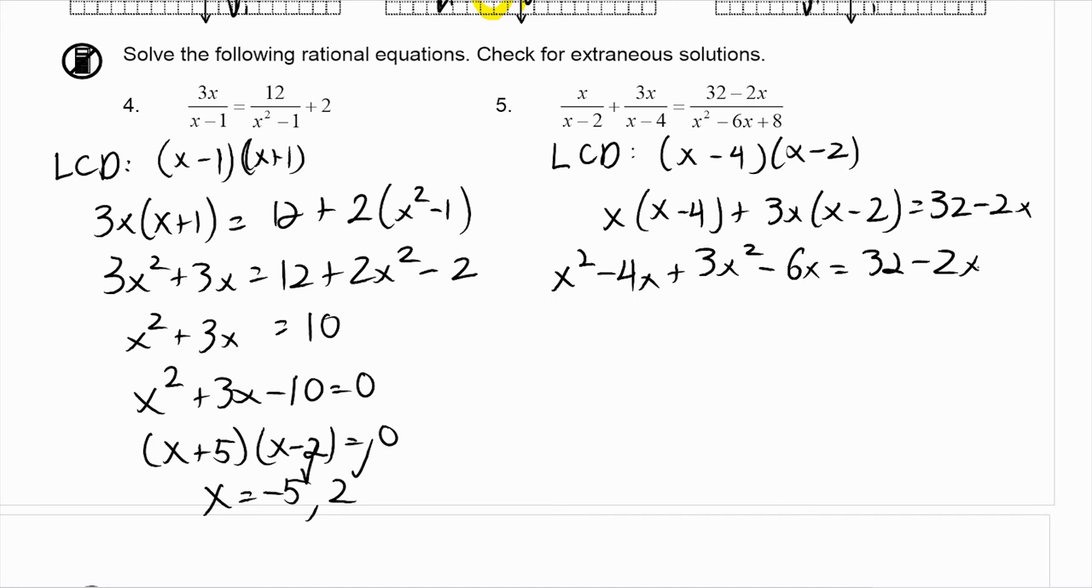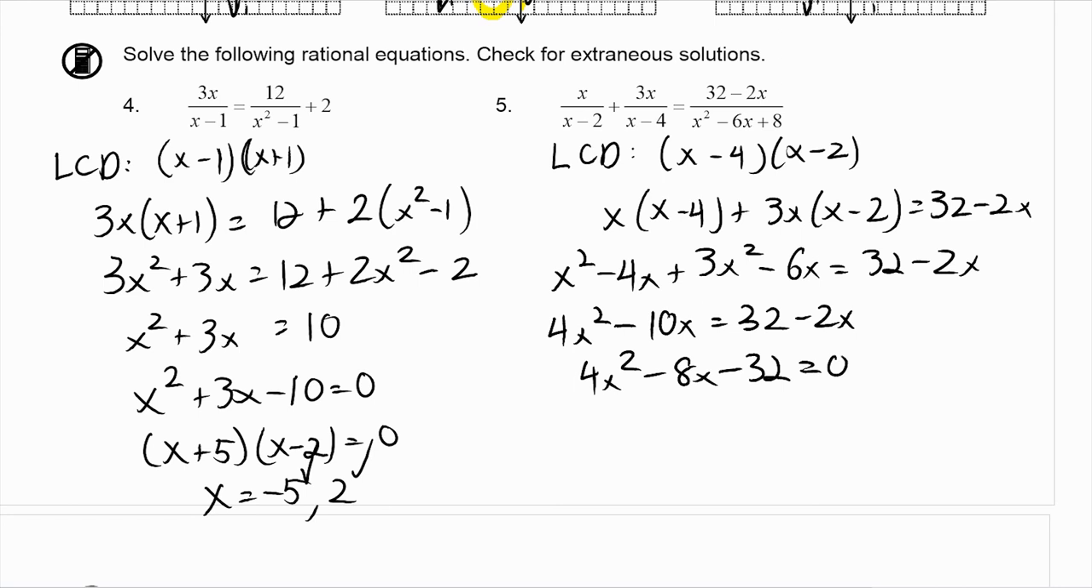Now, the tricky part here is making sure that you combine your terms correctly. So we end up getting 4x squared minus 10x is going to be equal to 32 minus 2x. Bring the 2x over, so I should add 2x, so I get 4x squared minus 8x minus 32 is equal to 0. So after taking a look at this, I could factor it from here, but I also notice the 4, the 8, and the 32. They're all divisible by 4. So I can actually divide out a 4 from everything, so I get x squared minus 2x minus 8 is going to be equal to 0.